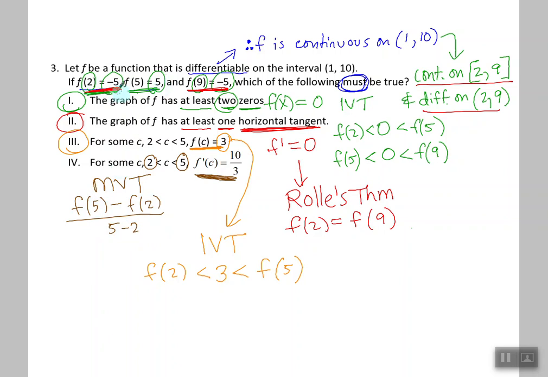F of 5 is 5, f of 2 is -5. So that makes 5 minus -5 over 5 minus 2. 5 minus -5 is 5 plus 5, which is 10, over 3. The derivative must equal the average rate of change according to mean value theorem at least once. So this one is also true, and it looks like they are all true.